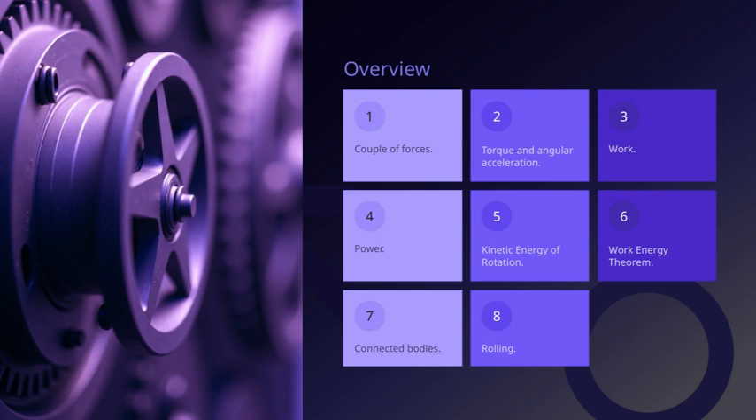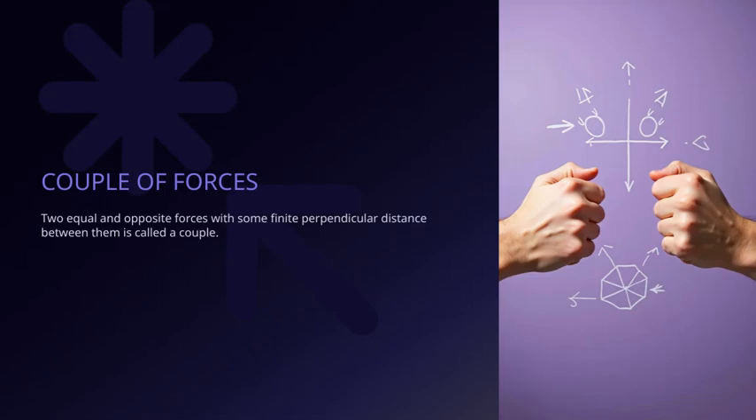We also consider the couple of forces, which is a pair of equal and opposite forces that produce rotation without translation. This is fundamental in analyzing rotational systems where forces create moments or torques causing objects to spin. Finally, this overview ties all these ideas together, emphasizing how work, energy, torque, power, and forces interact in rotational dynamics. Understanding these connections helps us analyze and design efficient mechanical systems, keeping the overall theme of energy transfer and efficiency at the forefront.